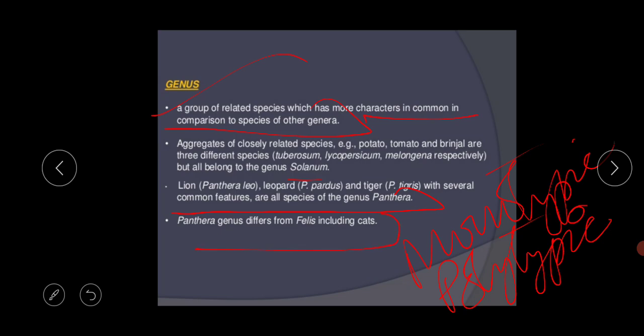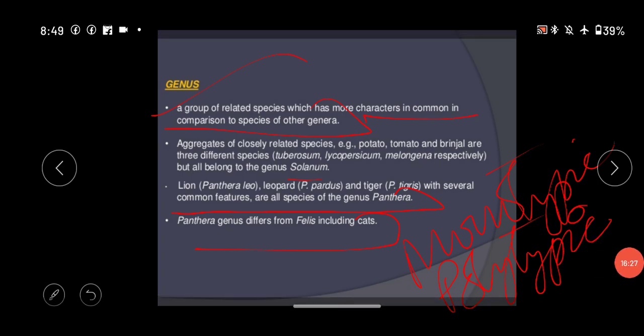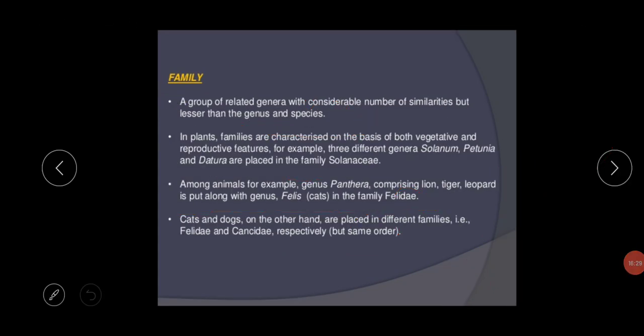This Panthera genus differs from Felis, which includes the cats also. So these are the basic things of the genus. Next thing is the family. This category is of higher rank than that of the genus and is formed of one to numerous related genera which are more similar to one another than to genera of other families.